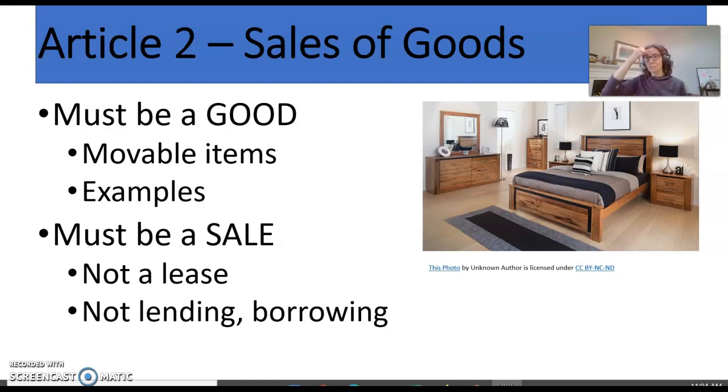If I sell you my car, that is a permanent exchange of that item. That's what we mean by sale. We are permanently changing ownership from one entity to another. That means borrowing or lending an item is not governed by Article 2, nor is leasing or renting. So if I am renting furniture for my office instead of purchasing it, and I'm intending to return it at the end of the period, Article 2 of the Uniform Commercial Code does not apply to that contract. That makes sense?